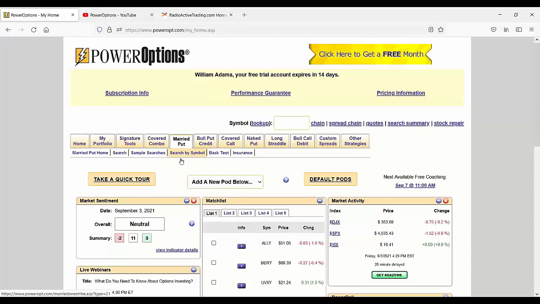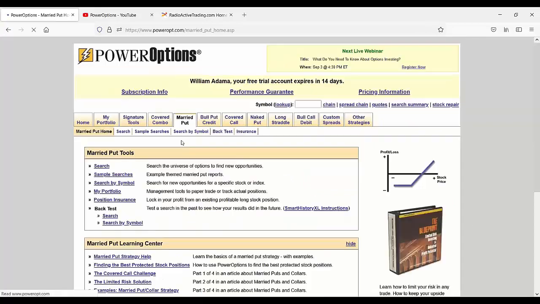One of the positions I'm in is Berry Plastics, BERY. That is a married put position I opened following the rules in the blueprint, been in it for a few months, have rolled the put up using one of the income methods, have done income method number 1, selling a call against it a couple of times. The cost basis initially on the stock was about $60.39, and I bought a 65 put for January expiration. This was a few months ago.